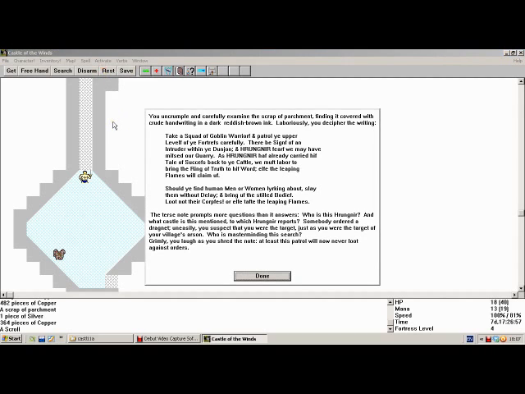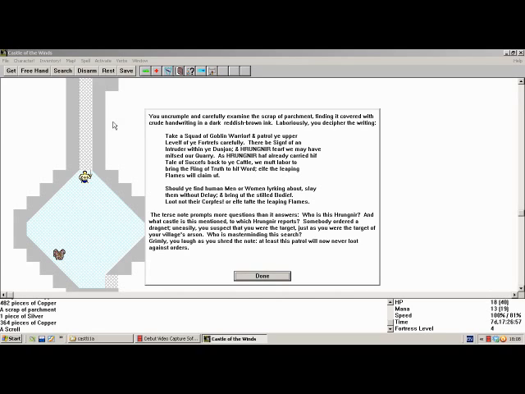Right, so you uncrumple and carefully examine the scrap of parchment, finding it covered with crude handwriting in a dark reddish-brown ink. Laboriously, you decipher the writing. Take a squad of goblin warriors and patrol ye upper level. Now it says a level with an F at the end of it. Of ye fortress carefully. There be sign of an intruder with ye dungeon.